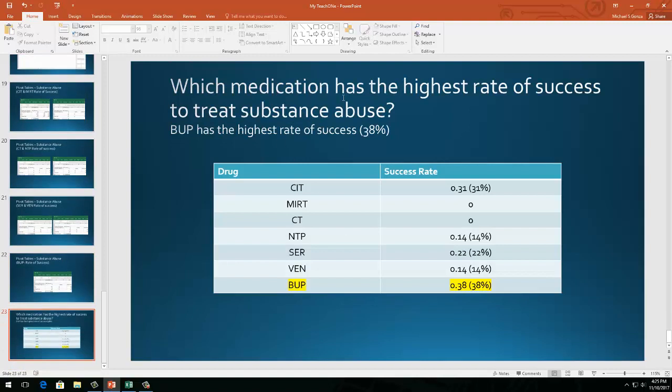And so which medication has the highest rate of success to treat substance abuse? In the chart here I have the decimals rounded: 0.38 for BUP, which is 38%, has the highest rate of success. And so hopefully I was understandable, and hopefully I was able to help out with this assignment. And good luck. Thank you.